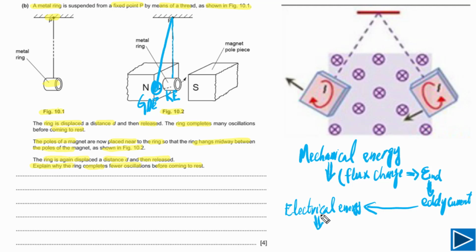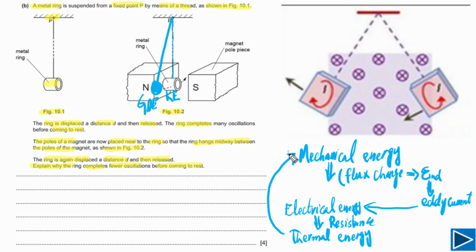But we also need to understand the ring has its own resistance. So we can write down: the ring has resistance. Due to resistance, electrical energy will be converted into thermal energy. So we can write: electrical energy will be converted into thermal energy. And this thermal energy is coming from the mechanical energy, that is the energy of this metal ring.